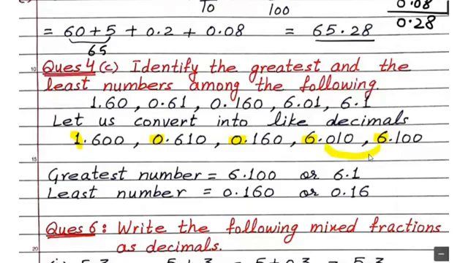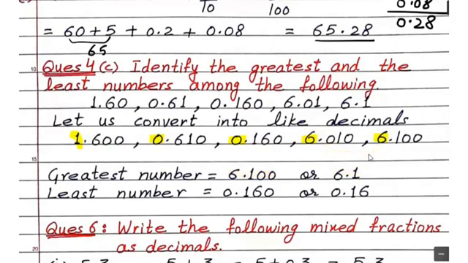Now out of these two, we have to select the greatest number. So it is clear that 6.100 is the greatest number, right? 6.100, we can write this as 6.1. I hope it is clear to everyone now.